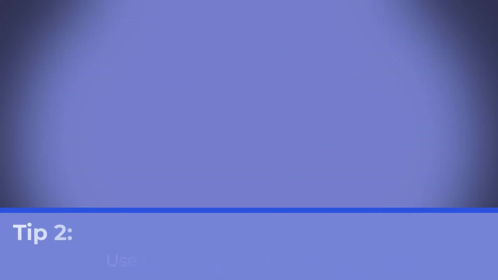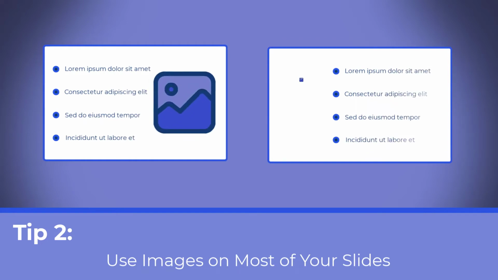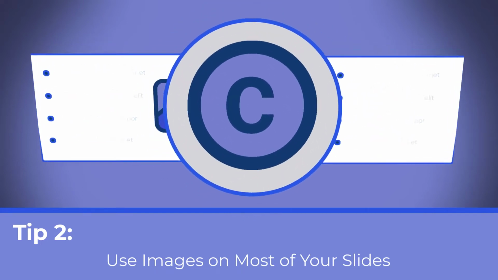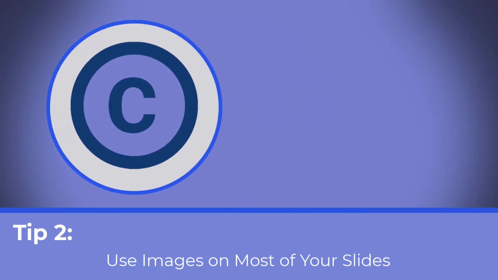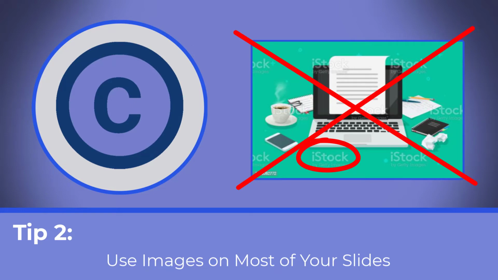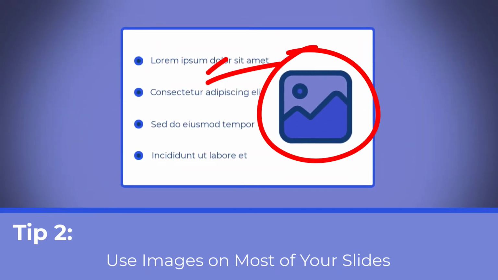Tip 2, use images on most of your slides. Unless you have a very specific reason not to, put at least one image on every slide. Now make sure that you follow all of the copyright guidance when finding images online and don't settle for anything that has word marks or things like that on them. Get good pictures that relate to the content you're talking about.